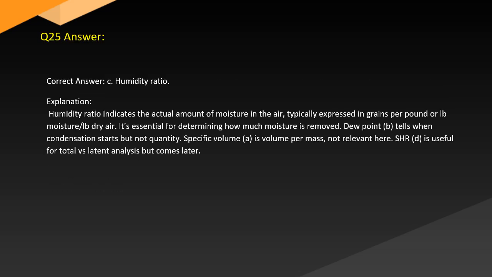Answer. Correct answer: C. Humidity ratio. Explanation. Humidity ratio indicates the actual amount of moisture in the air, typically expressed in grains per pound or pounds of moisture per pound of dry air. It's essential for determining how much moisture is removed. Dew point (B) tells when condensation starts but not quantity. Specific volume (A) is volume per mass, not relevant here. SHR (D) is useful for total versus latent analysis but comes later.